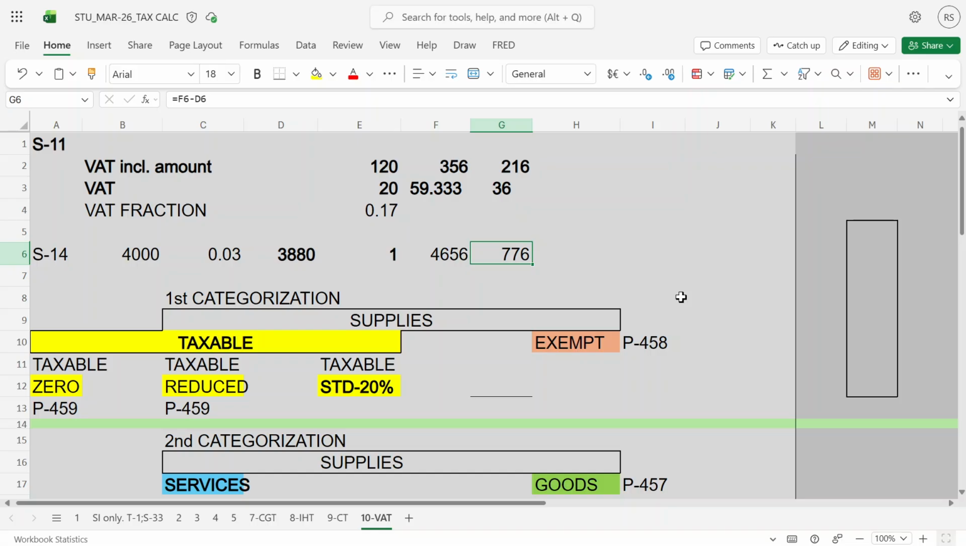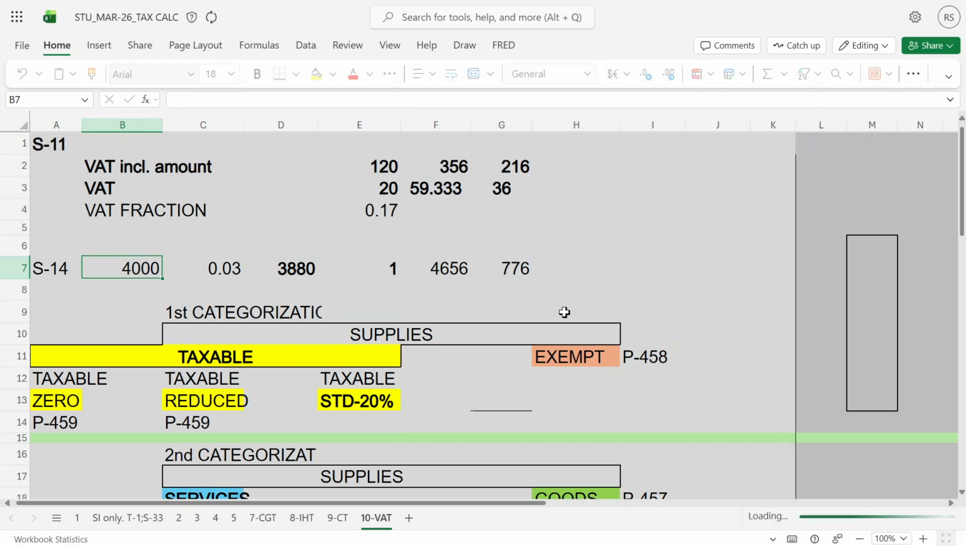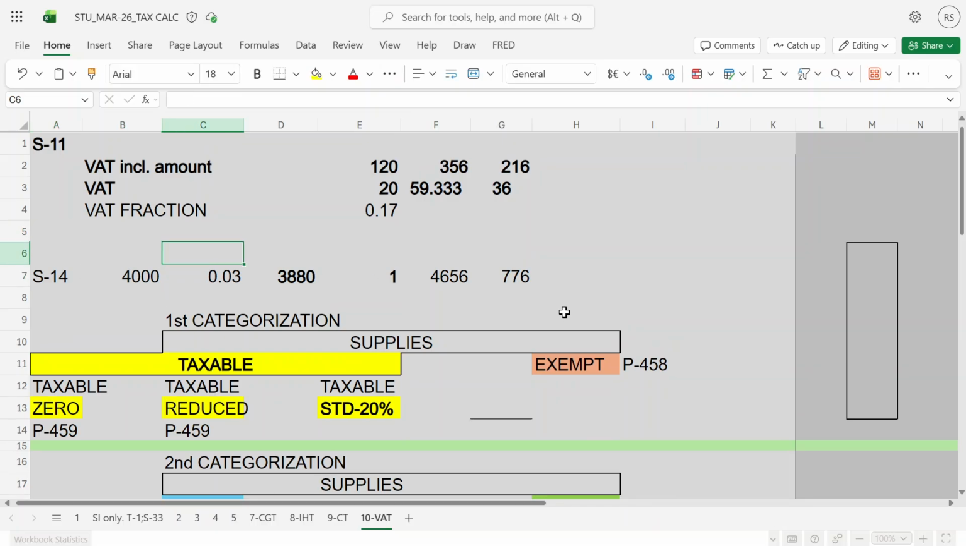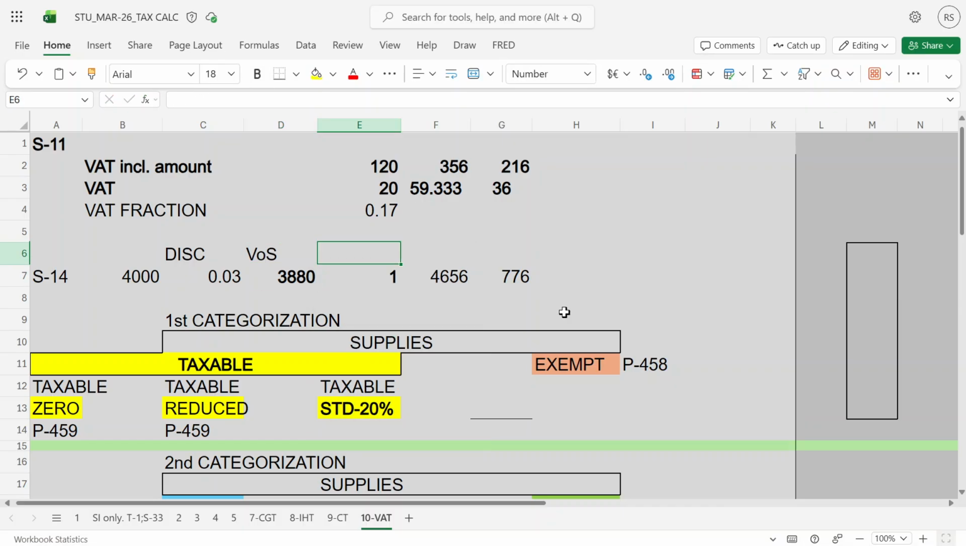You can see this, which is, so the net, this is the factor for the consideration. This is the consideration, right? So maybe we can put a right click here, and we can call this the discount, okay? Then this is the value of the supply. Value of the supply, then this is the multiplier. Now this is the consideration.